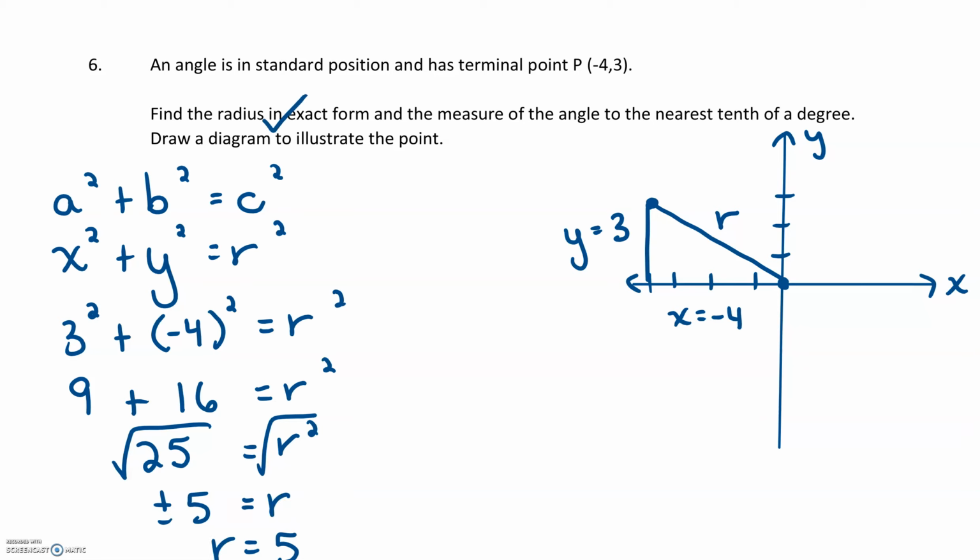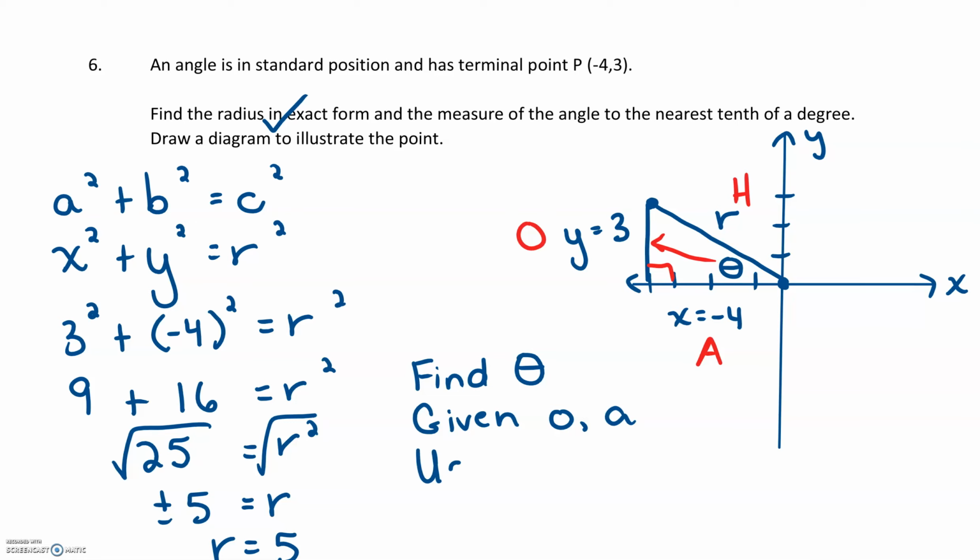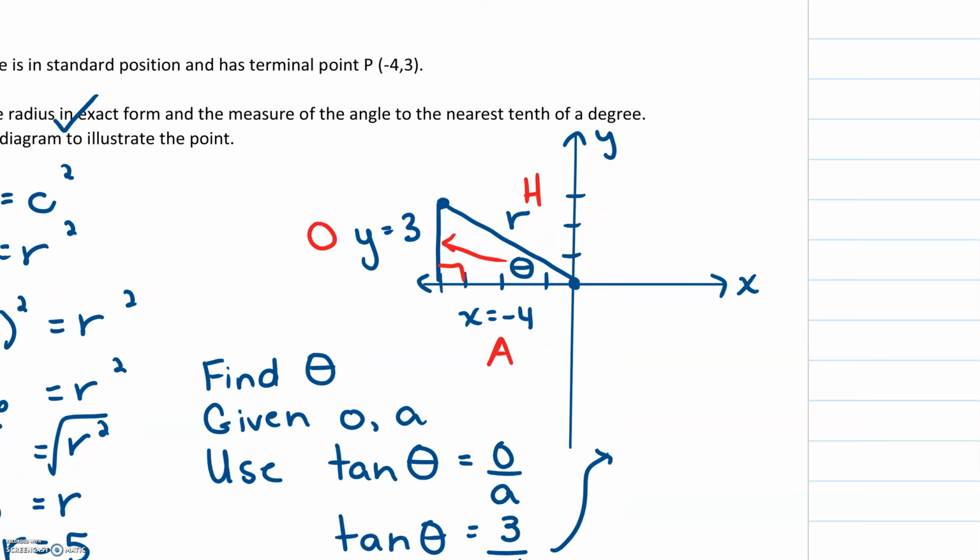So a lot of you guys found the radius, but forgot to find the measure of the angle. I'm looking for this angle right here. So if I'm looking for that angle, I'm going to have to label my sides. Sorry, that's not the hypotenuse. This is the hypotenuse, because the right angle is right here. Across from my angle is the opposite, and this is the adjacent. So if I'm finding theta, I'm given the opposite and the adjacent, which means I'm going to use tan of theta, because I don't have the angle, equals opposite over adjacent. The opposite is 3, and the adjacent is -4. A lot of you guys got that mixed up. So just be very careful when you do that.